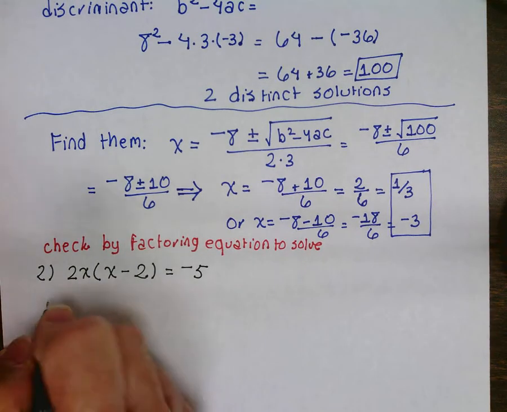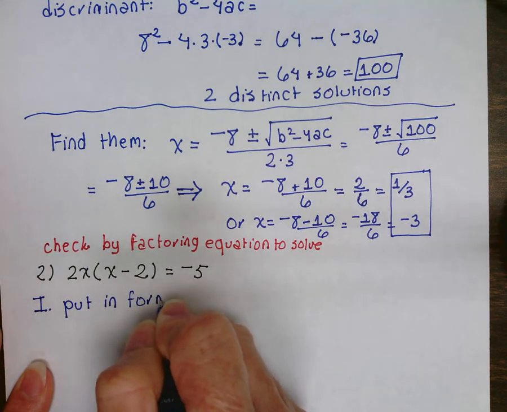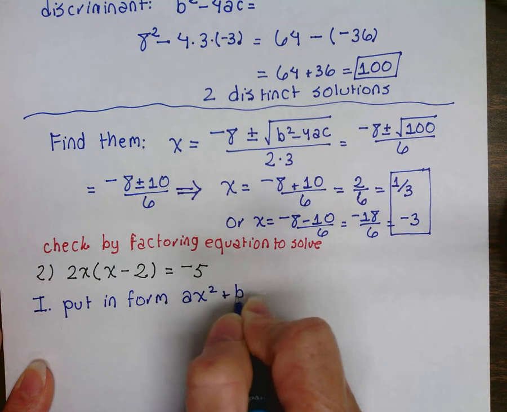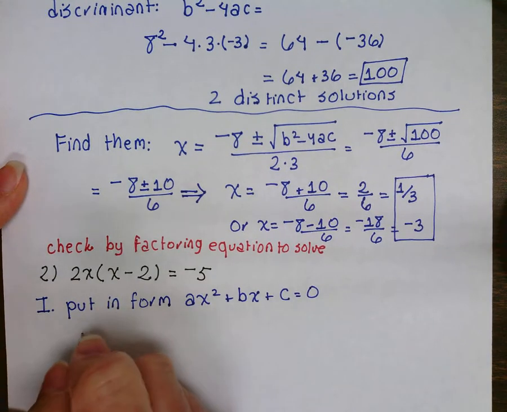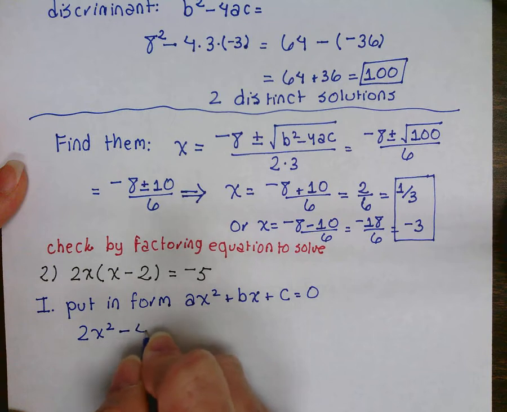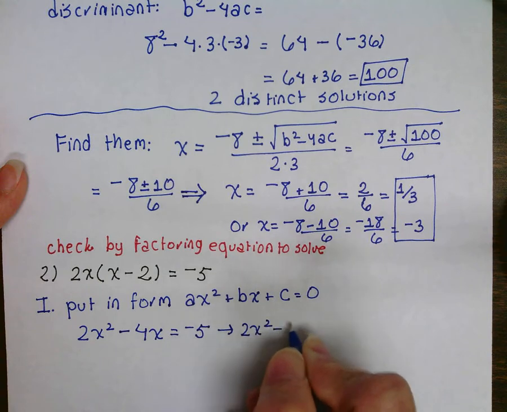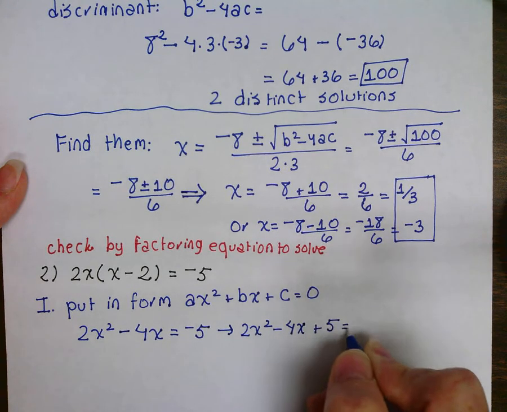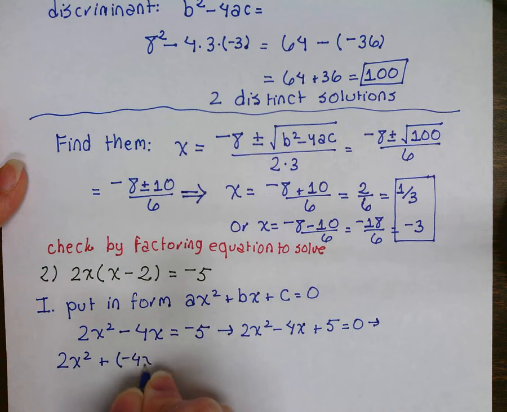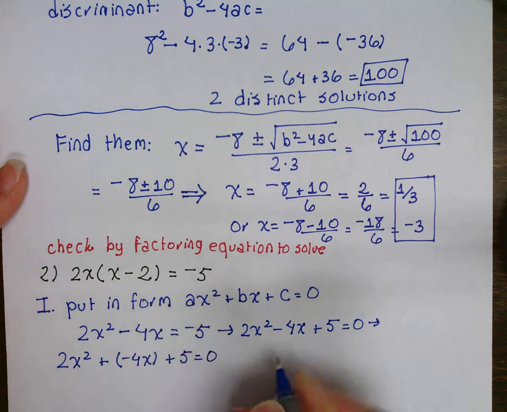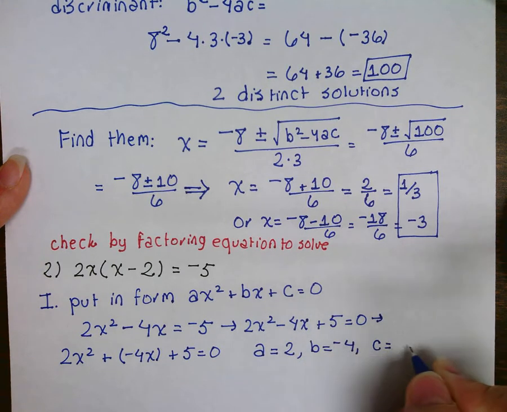Now, the first step here is to put it in standard form. If you don't have that form initially, you can't find the discriminant. So we'll do that. Let's multiply out: 2x squared minus 4x equals negative 5. So 2x squared minus 4x plus 5 equals 0. And again, if you like, that's 2x squared plus negative 4x plus 5 equals 0. So that tells us that A is 2, B is negative 4, and C is positive 5.